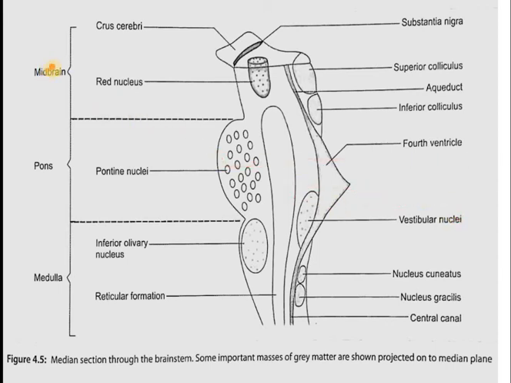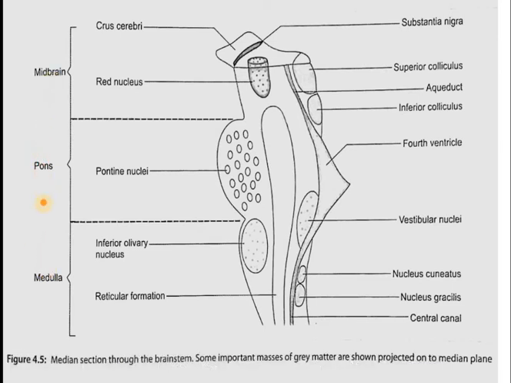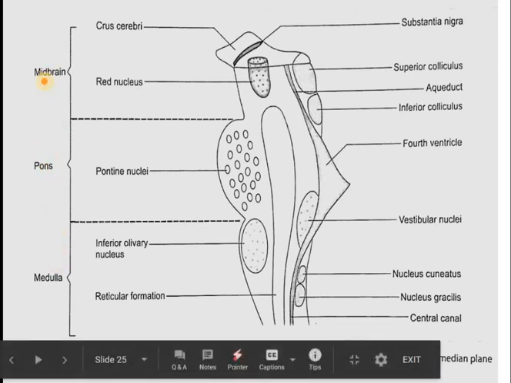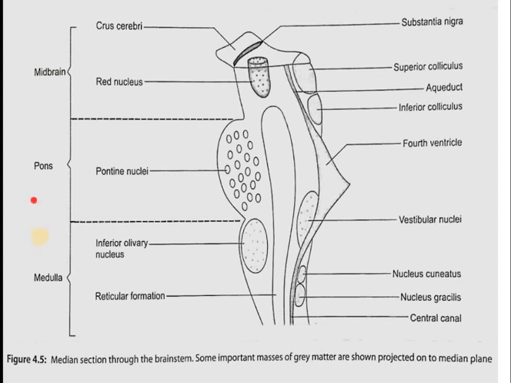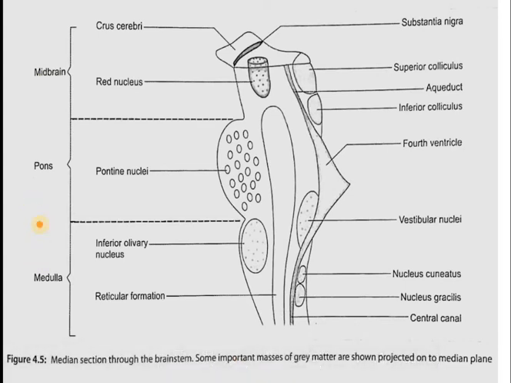So these are the parts of the brain stem, that is the midbrain, pons, and medulla oblongata. These three components are collectively called the brain stem. Previously we studied the midbrain and pons, and today we'll go for the medulla oblongata. First, let us see what the functions of the midbrain are.